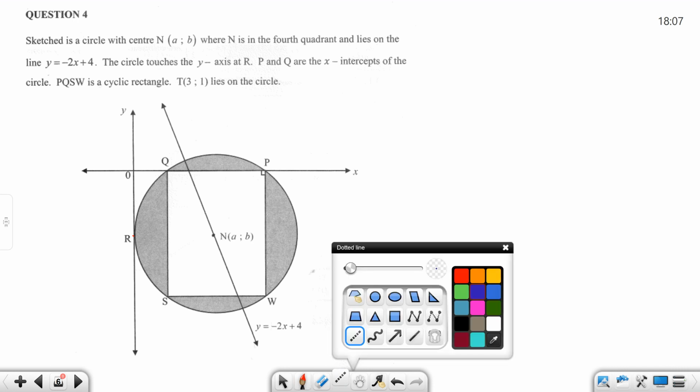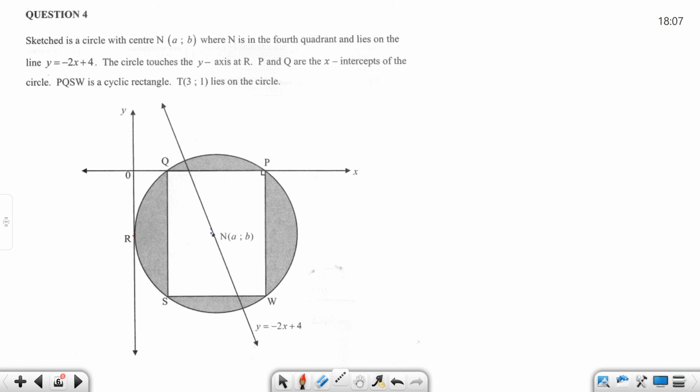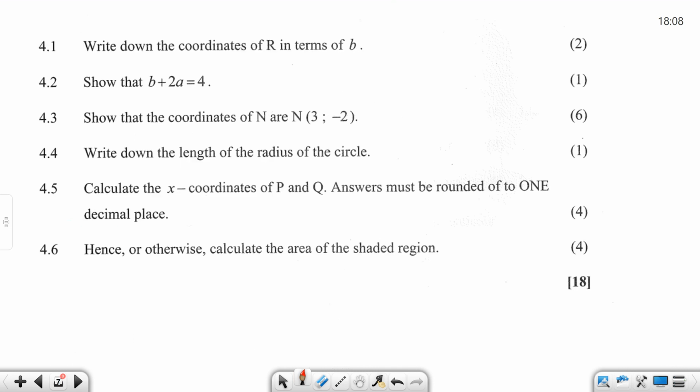Because if we look at this, your x is there and your y is here. Which one represents your x? A. Which one represents your y? B. So the coordinate of R, it's there. It's the intercept, right? So what do we have? X is 0. Y is B. We are done. 2 marks. By just simple reading. We okay? Just follow through the process.